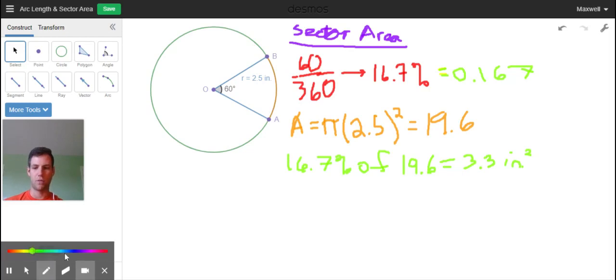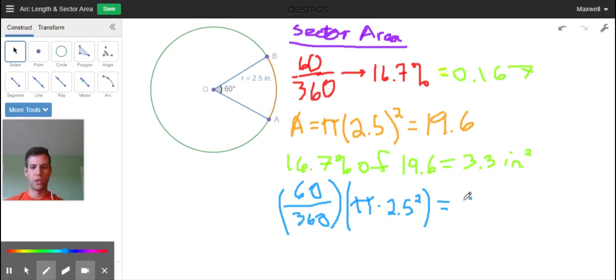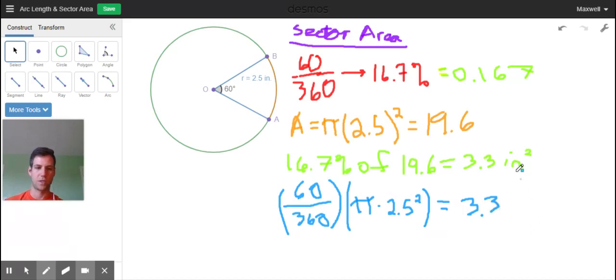Now, if I wanted to generalize this to a formula, I could take this fraction, 60 over 360, which gives me the percent part, the 16.7%, and then I'm multiplying that by my area of pi times 2.5 squared. And that gives me my answer for sector area, which ends up equaling 3.3 as we saw above.